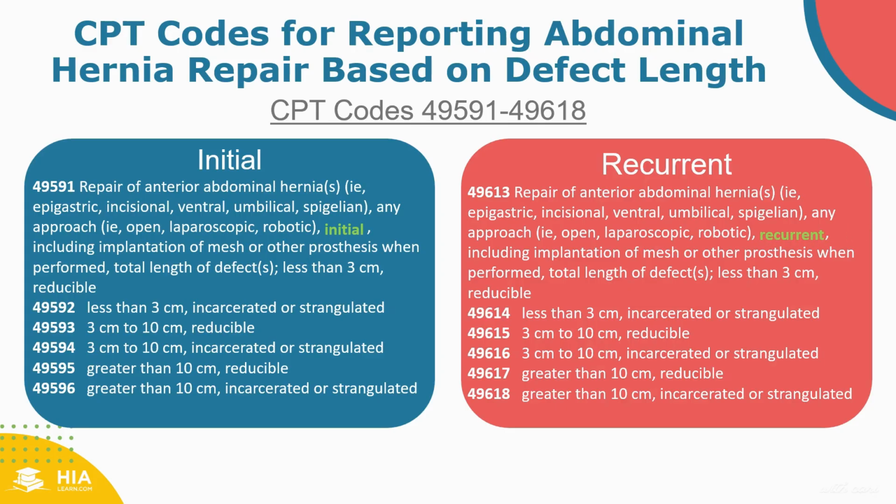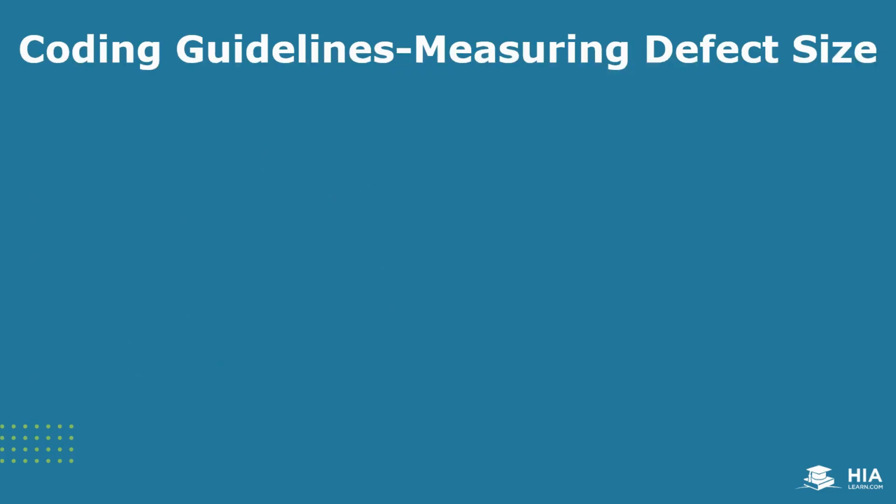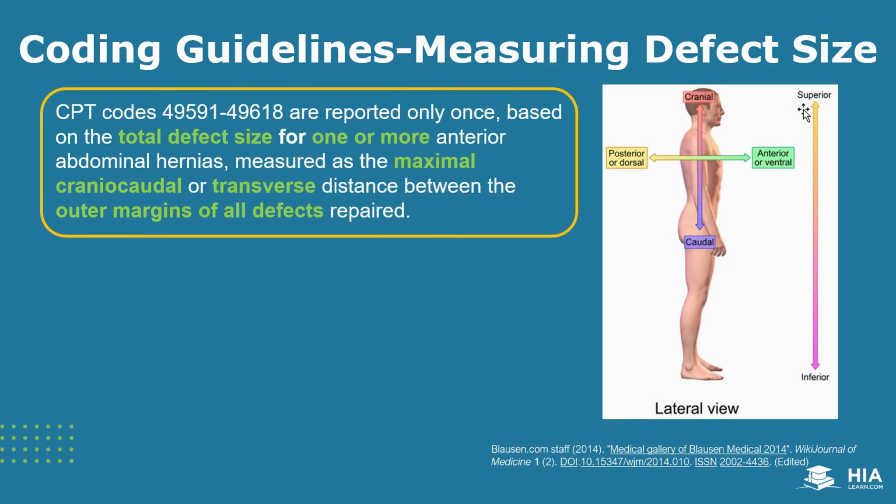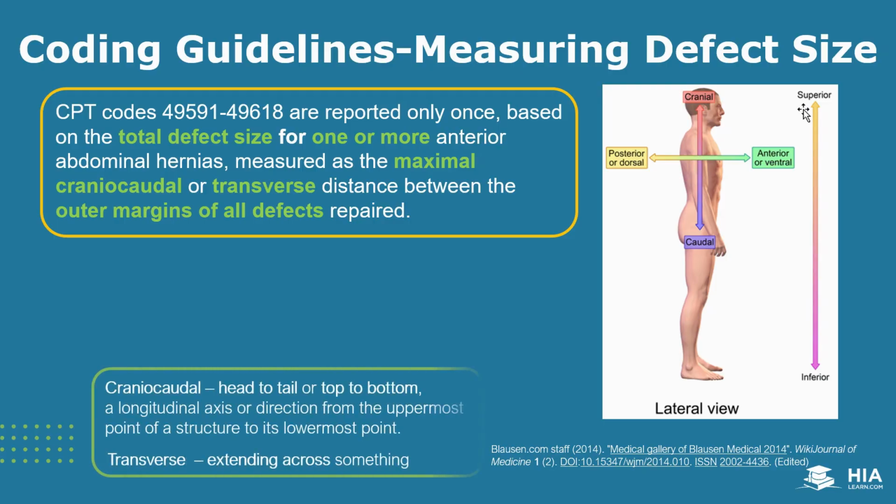Codes are available for repairs with lengths of less than 3 centimeters, 3 to 10 centimeters, and greater than 10 centimeters. Total length of defect for hernias classified as initial should be calculated separately from hernia defects classified as recurrent. The guidelines for measuring defect length direct assignment of one code based on the maximal craniocaudal or transverse distance between the outer margins of all defects repaired, where craniocaudal means top to bottom and transverse means extending across something.